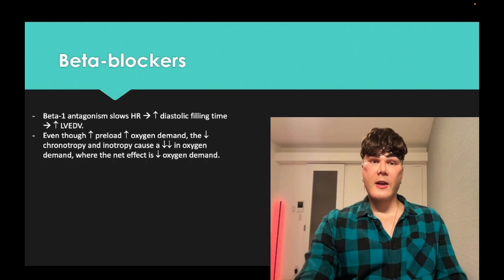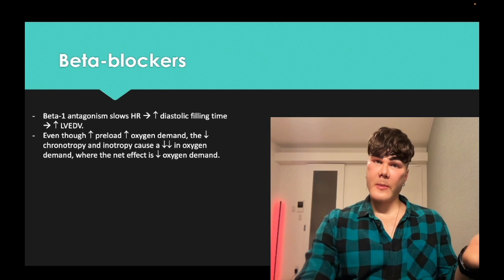And that's in contrast to nitrates, for instance, where nitrates are going to dilate veins, which will decrease preload. So that decreases oxygen demand in the myocardium.